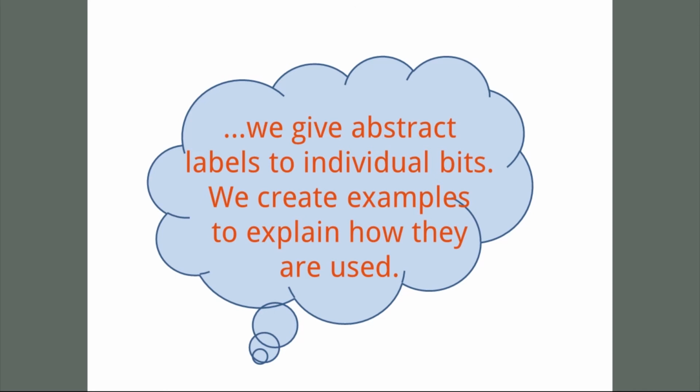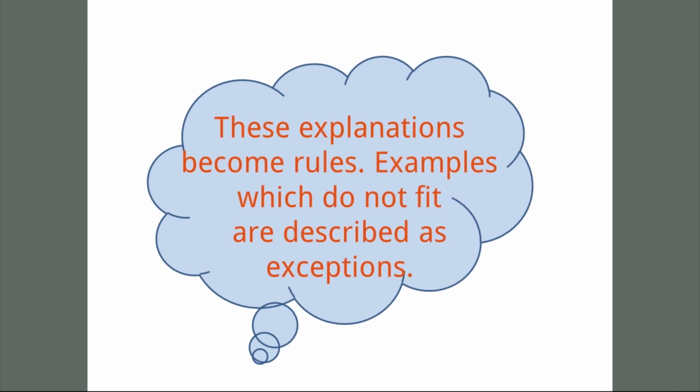And this is what happens in conventional grammar books. We give abstract labels to the deconstructed individual bits. We analyse them one by one. We describe them and create examples to illustrate and explain how they are used. But these explanations become fossilised into rules which must be obeyed. And when we come across authentic examples which do not fit the rules or mirror the examples, we describe them as exceptions.